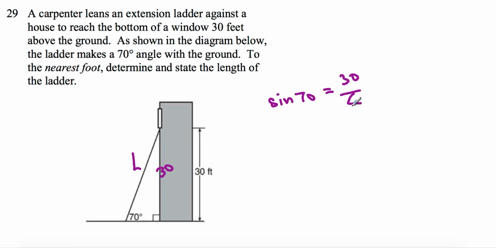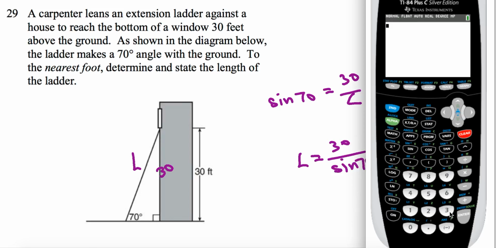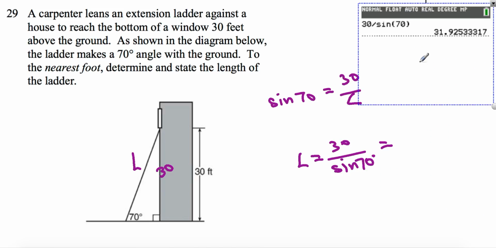Now, I can swap those two things around. So we get L will be equal to 30 divided by sine of 70. So then here we get 30 divided by sine of 70. So we get 31.9, so we get almost 32 feet as our answer.